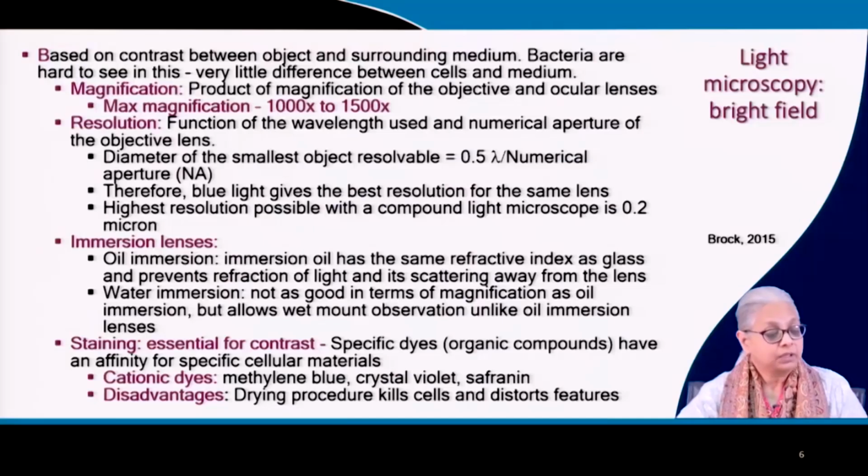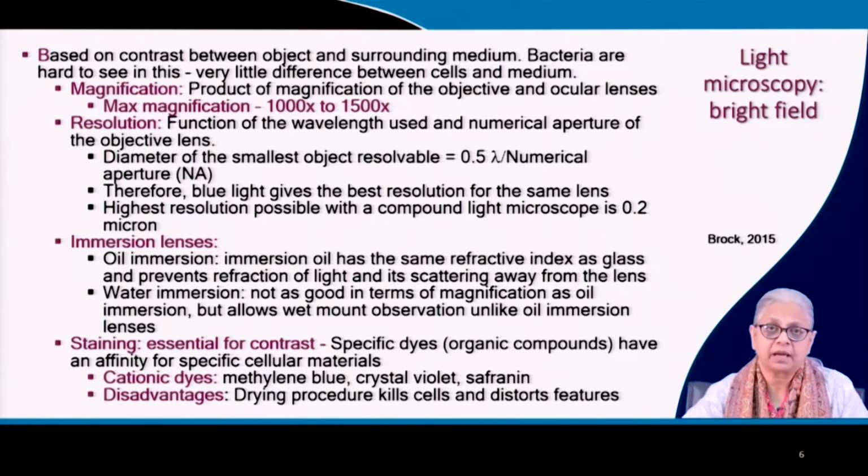So let's take a look at some more points about light microscopy, especially bright field microscopy. Now, in our case, like I said, we're going to be focusing more or less on bacteria, but that doesn't mean other organisms don't exist. They definitely do.